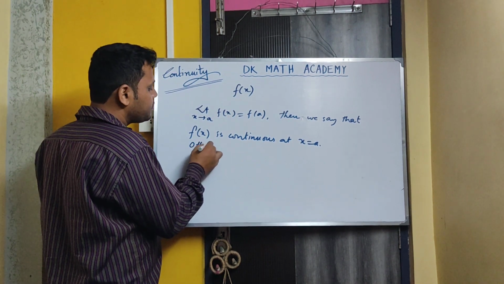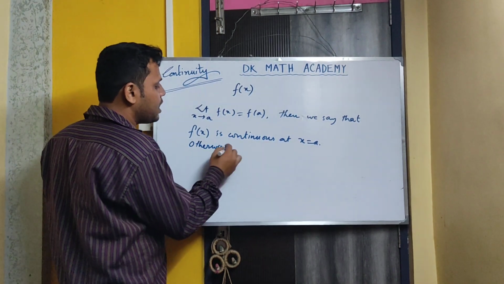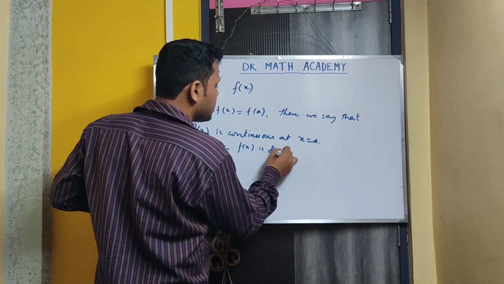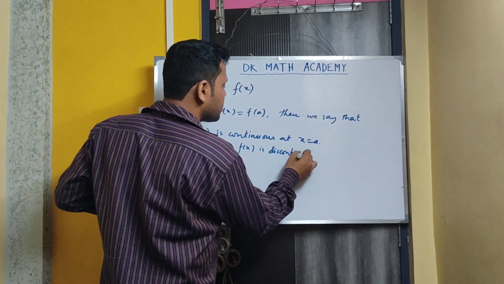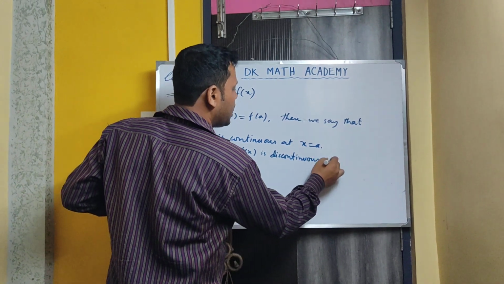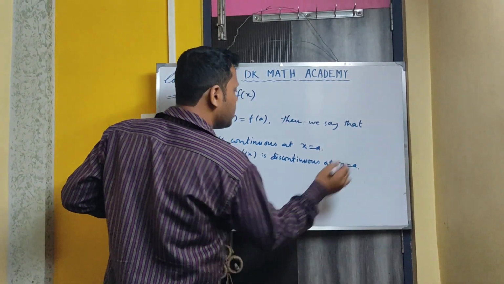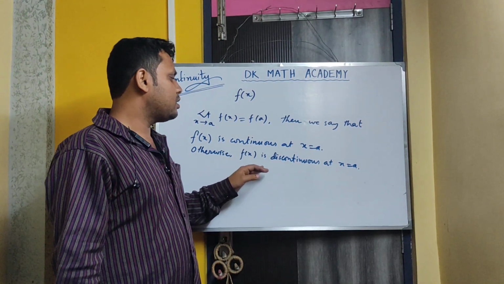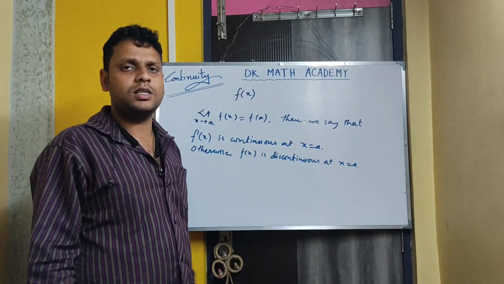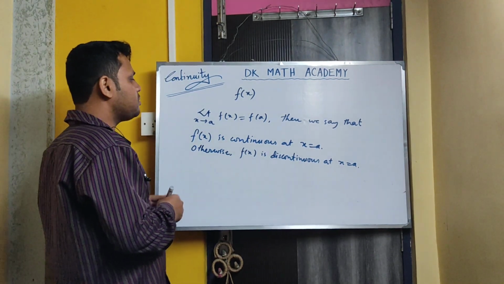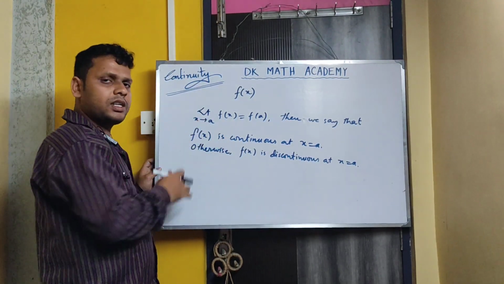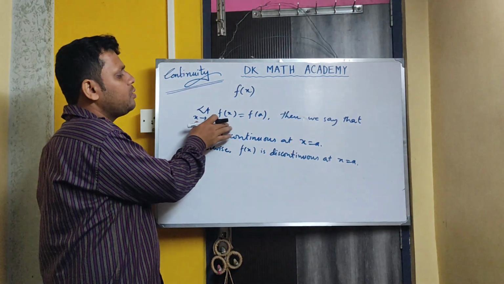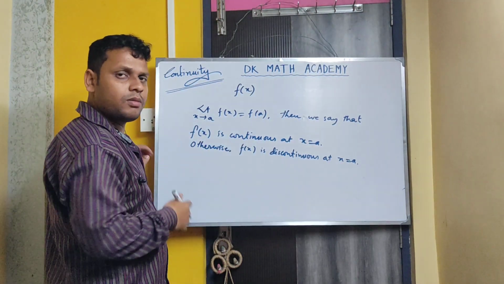Otherwise, we say that f(x) is discontinuous at the point x equals a. So, what are the possibilities for a function to be discontinuous at a point x equals a? The possibilities are that this limit does not exist, or this limiting value is not equal to the functional value.